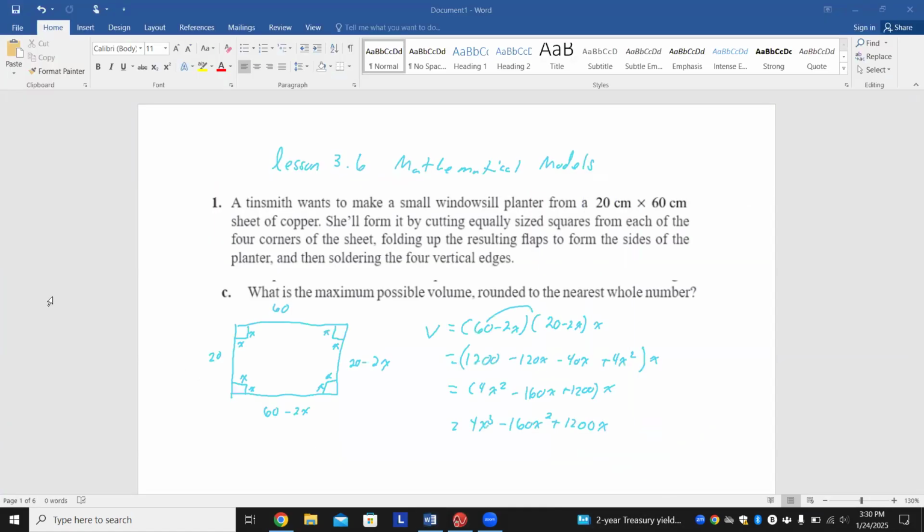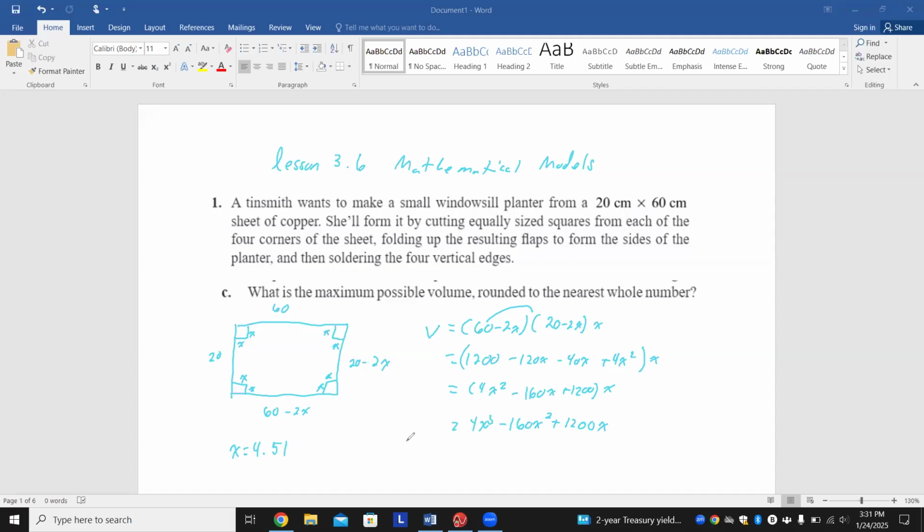So I'll jump back over here. I can pull it back up. And so therefore, it says again on this, what is the maximum possible volume? Round it to the nearest whole number. So if we let x equal 4 to the nearest whole number, I think I'm just going to use 4.51, just because that's how I am. Because that would be like 5, and I feel like that would be too much.